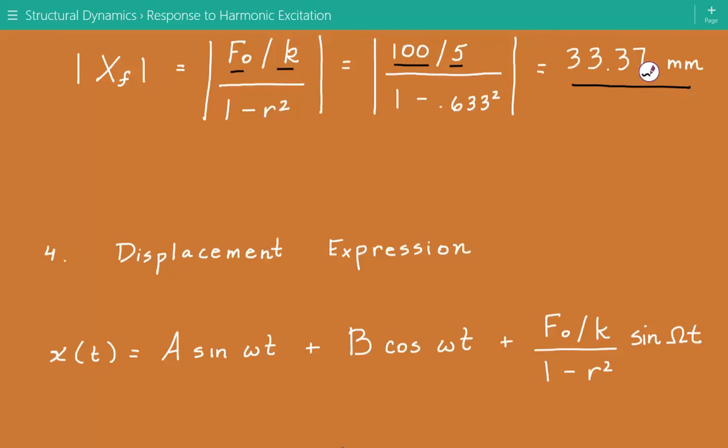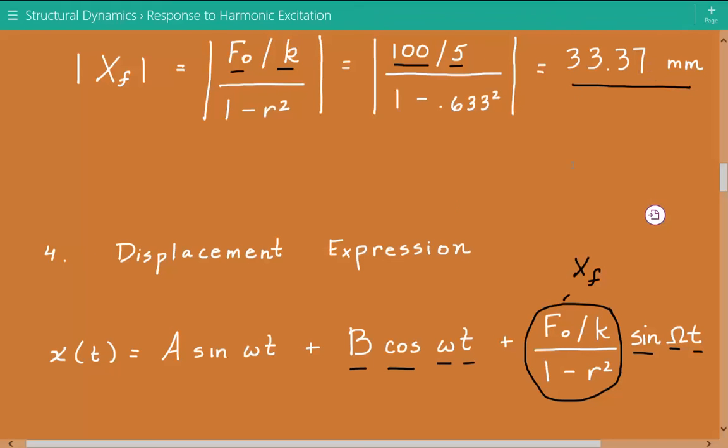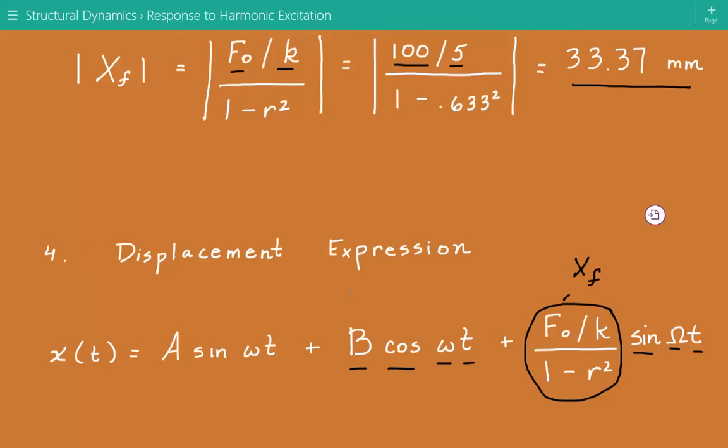So the displacement of the mass is equal to A times sine of lowercase omega times t, plus B times cosine of lowercase omega times t, plus the amplitude of the forcing function divided by the spring stiffness, all divided by 1 minus r squared, times sine of capital omega times t. And this value over here, we just calculated it, and we called it x sub f, the amplitude of the force response. So based on this expression, we know everything except A and B, and we need to solve for A and B based on the initial conditions, based on the initial displacement and initial velocity.